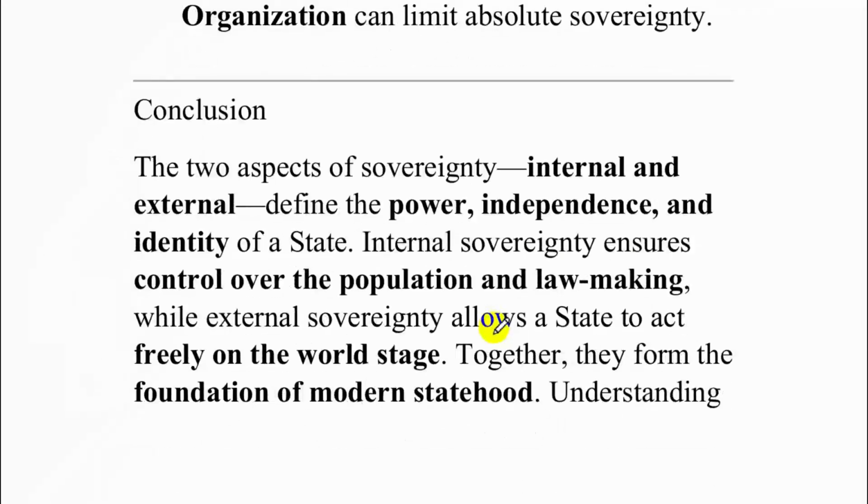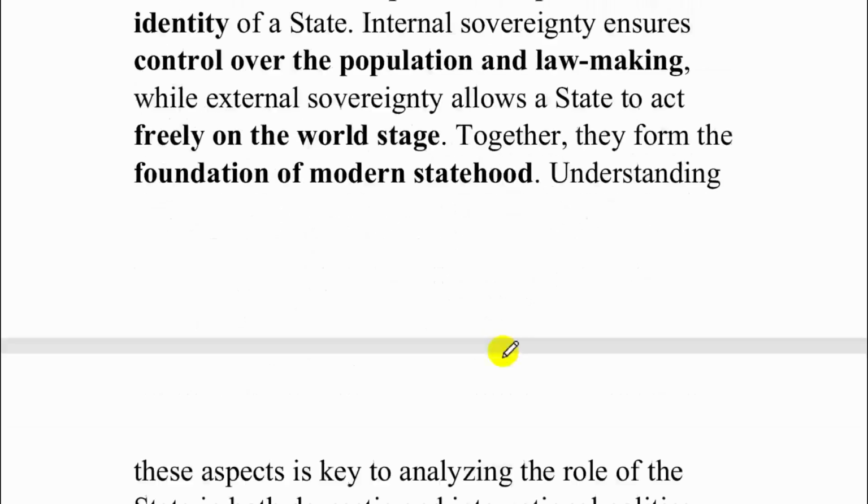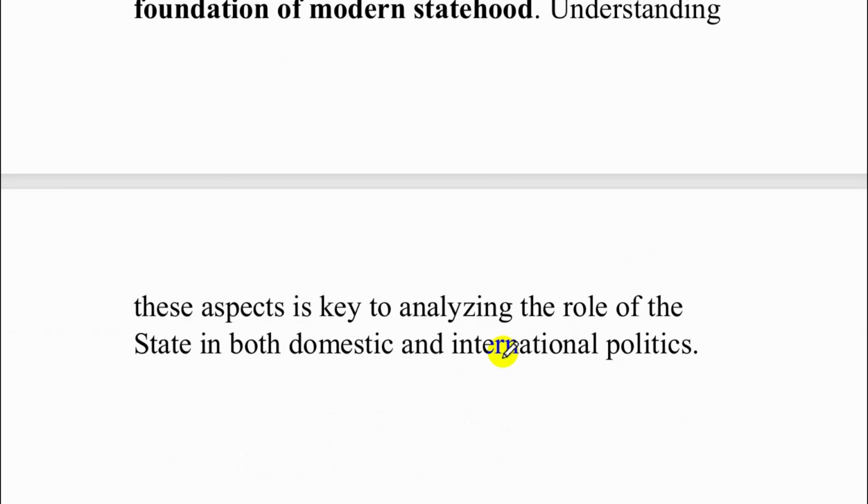To conclude, both the aspects of sovereignty, that is the internal and external, define the power, independence and identity of a state. Internal sovereignty ensures control over the population and lawmaking, while external sovereignty allows a state to act freely on the world stage. Together they form the foundation of modern statehood. Thus, understanding these aspects is a key to analyzing the role of the state in both domestic and international politics.